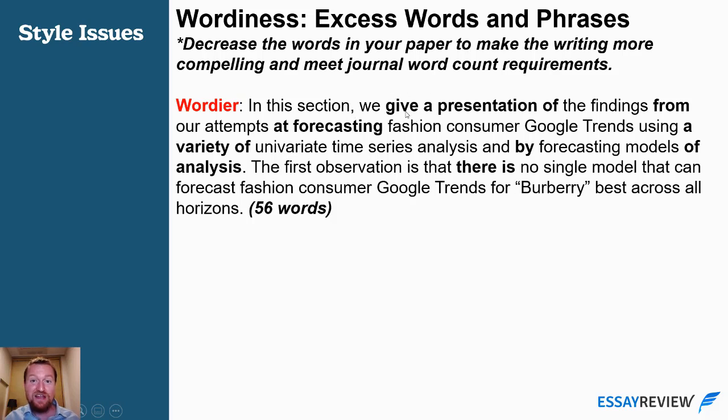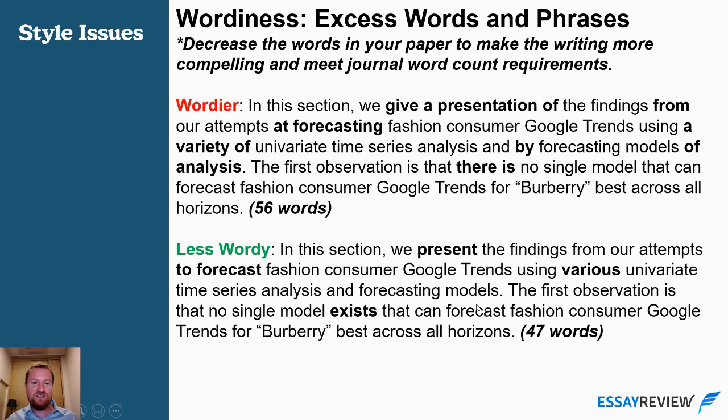What is a nominalization? That is when you use a noun with a useless verb, like "give." So "give a presentation," "undertake a study." So instead of using the nominalization, you can just change "give a presentation" to "present." And you can save a lot of words that way. And then some other ways are, let's see, from our attempts at forecasting fashion, from our attempts to forecast fashion, using a variety of, various. You can save 2 words there.